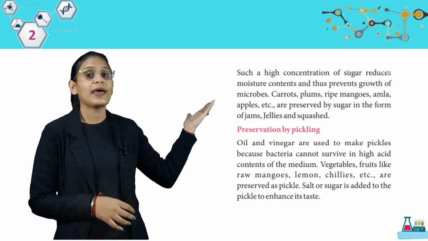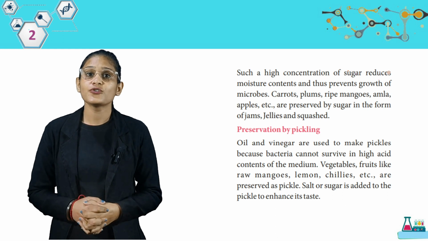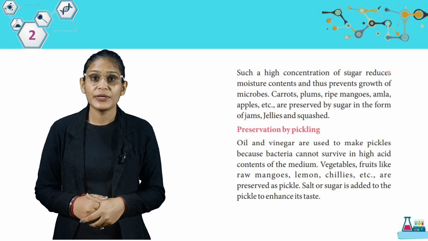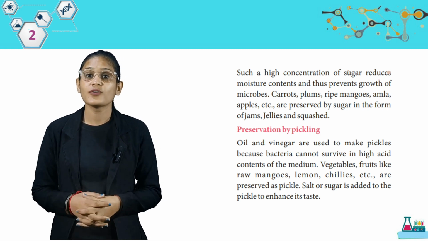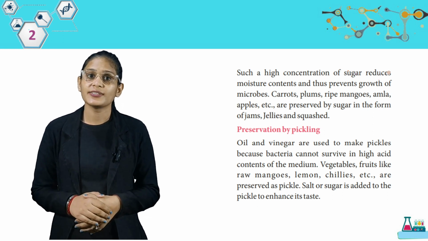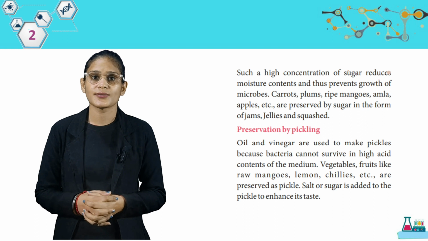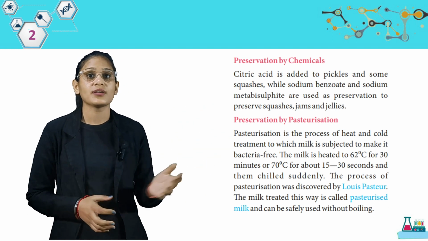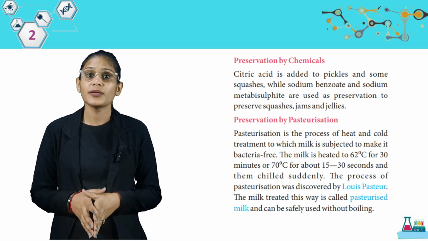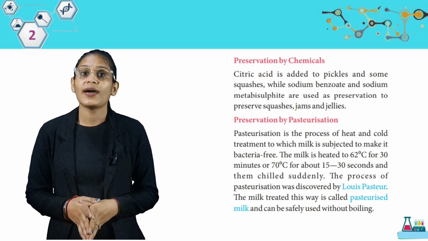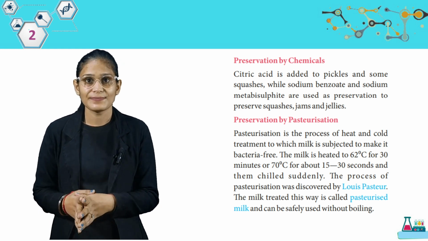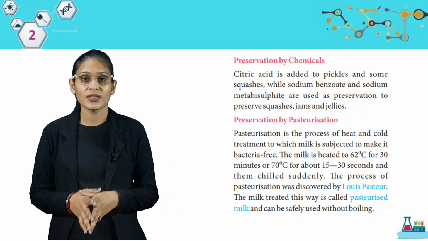Now, preservation by pickling. Oil and vinegar are used to make pickles because bacteria cannot survive in high acid contents of the medium. Vegetables and fruits like raw mangoes, lemon, chilies, etc. are preserved as pickle. Salt or sugar is added to the pickle to enhance its taste. Now, preservation by chemicals. Citric acid is added to pickles and some squashes, while sodium benzoate and sodium metabisulfite are used as preservatives to preserve squashes, jams and jellies. So student, ये कुछ chemicals हैं जो हम preservation के लिए use करते हैं.